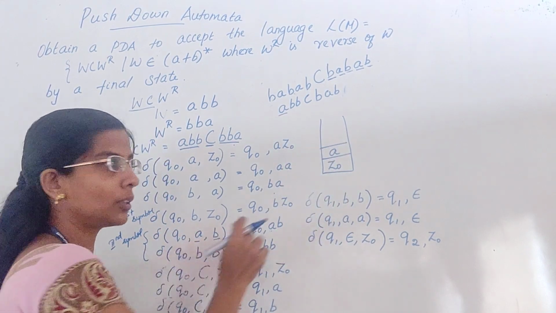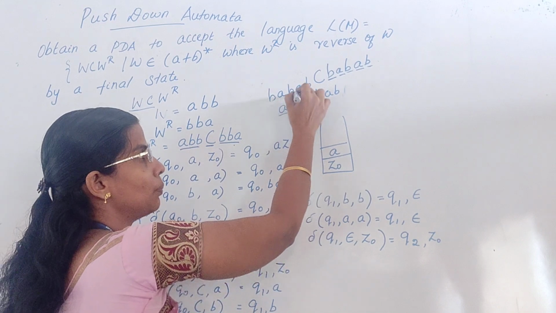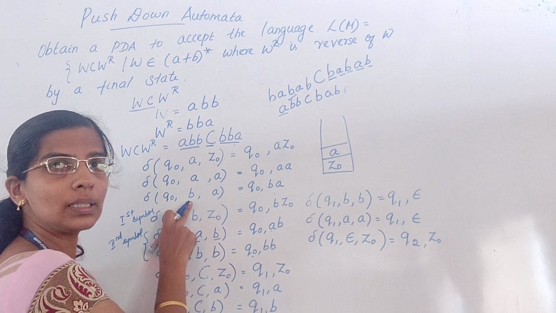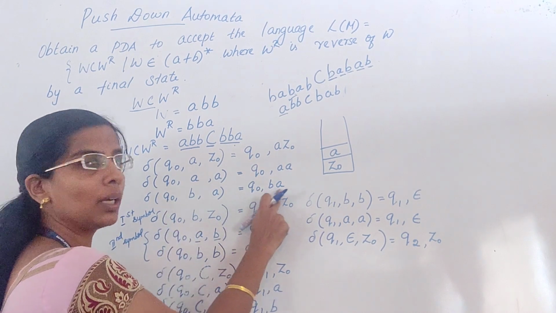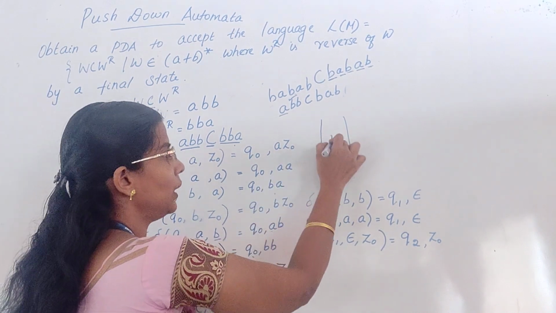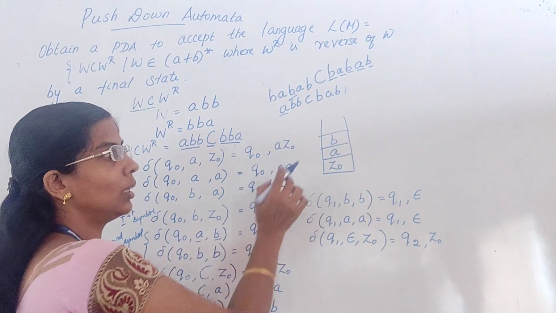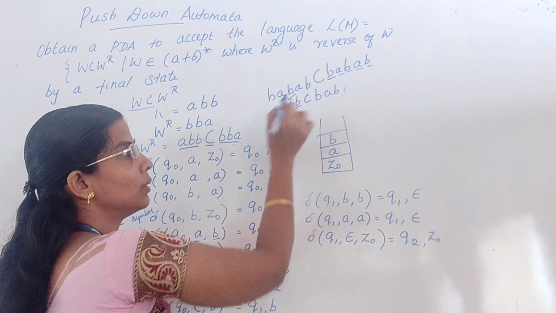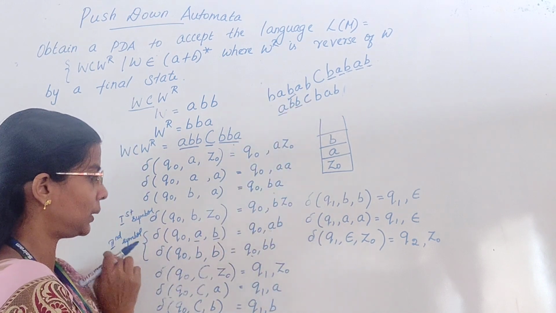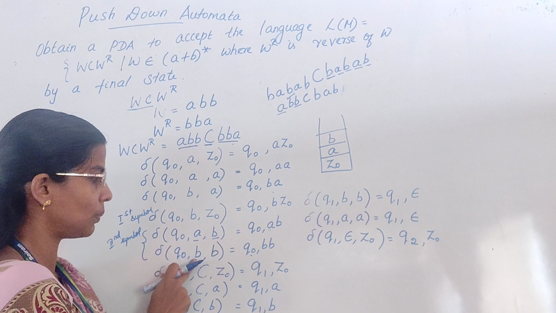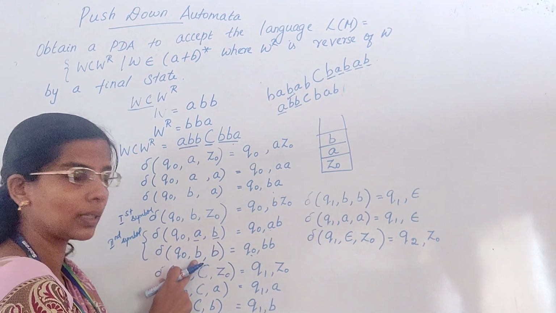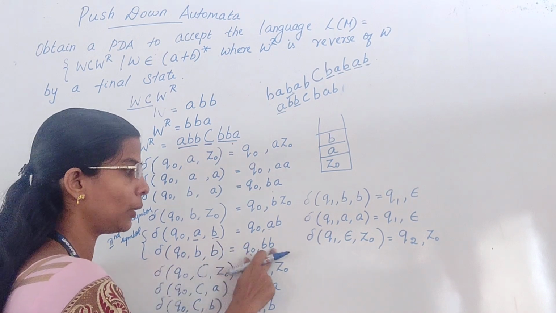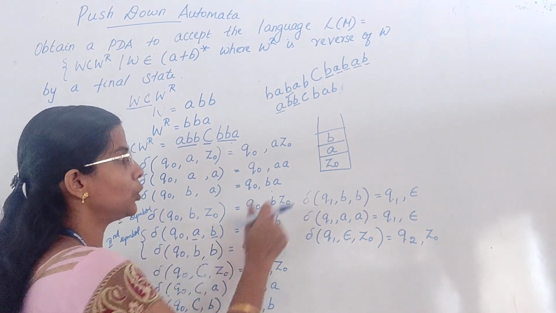Now what is my stack top? A. What is the next input symbol? B. Stack top is A and input symbol is B. So what am I doing? I am pushing this B into my stack. Now what is your stack top? B. What is your input symbol? B. Stack top is B and input symbol is B. Right? This is the transition. What am I doing? I am pushing this B into my stack.